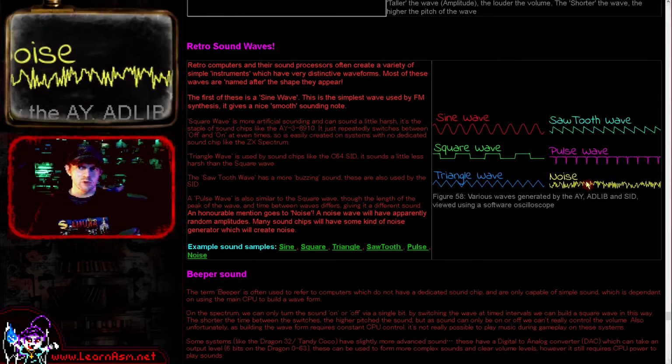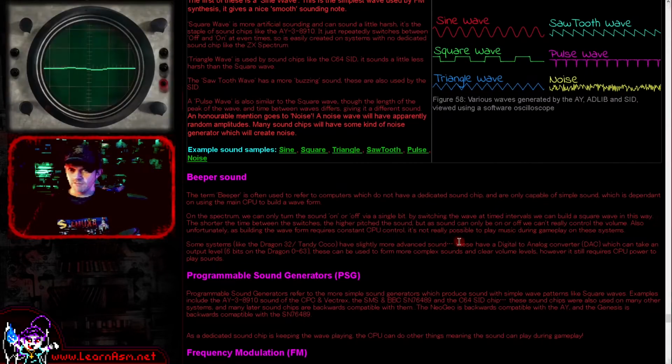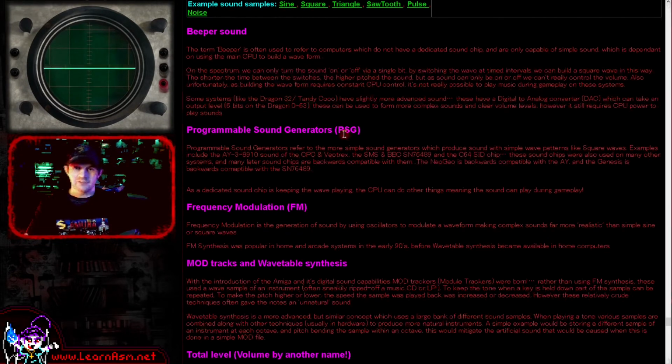And for noise we would just randomly turn it on and off. But that's the most basic of the sound hardware, beeper sound, but it's perfectly usable if that's all you've got. Now the term PSG stands for Programmable Sound Generator, and that is basically the more advanced sound chips that can create more advanced sound, like systems like the Amstrad CPC, the BBC, the Commodore 64, a variety of different things. It's really a very generic term for early sound processors.